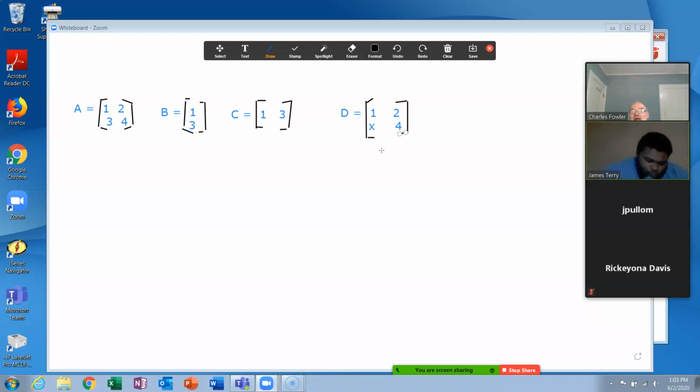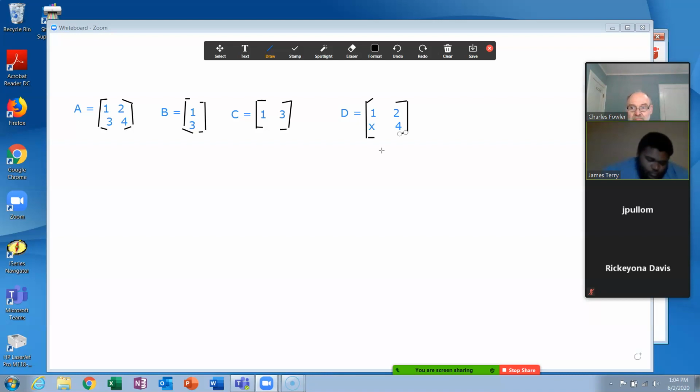Is there any way that A and D could be equal? Yes. How? X could equal 3. If X is equal to 3, those are equal matrices. You're absolutely right. Because X is usually a variable, if you choose it to be 3, yes, indeed, those would be equal matrices. Okay. Any questions about that?